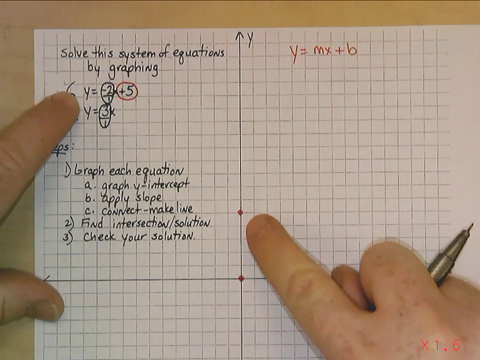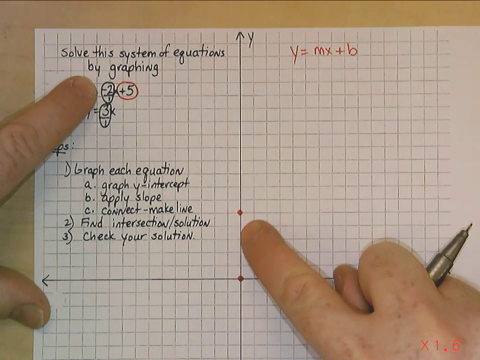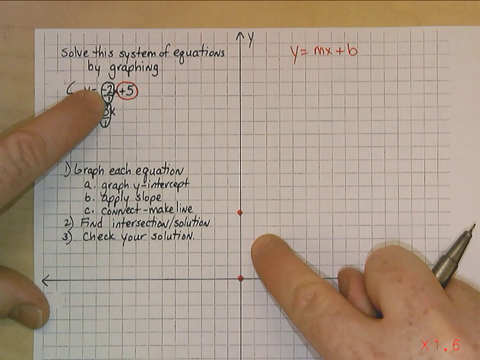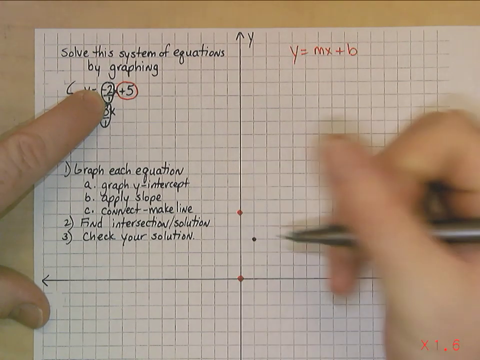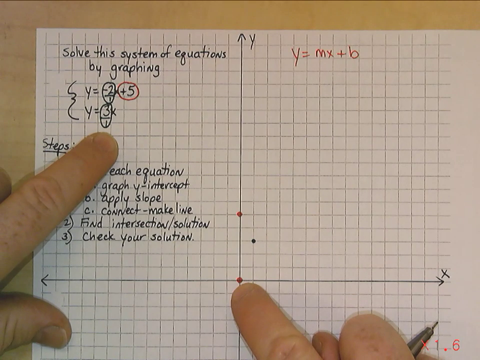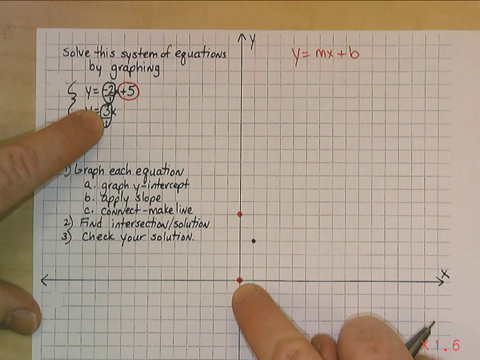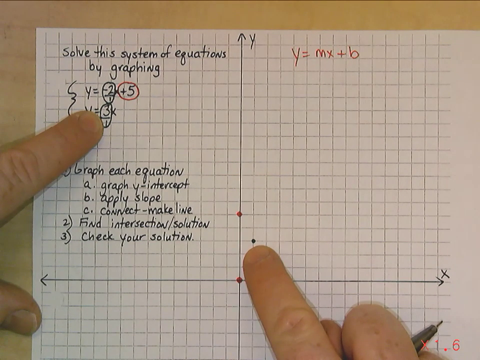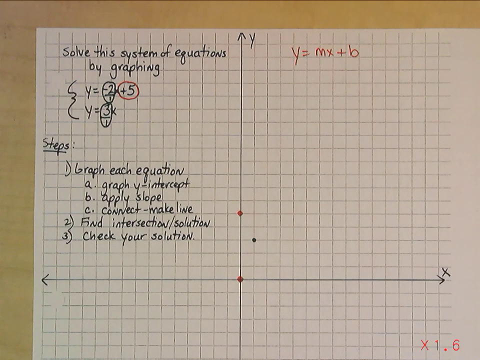So for this first one, we're going to start at positive 5, apply our slope, so we're going to go down 2 over 1. Remember, the run is always positive. So that's going to end up right here. For this one, we start at the 0. We're going to go up 3 because it's positive 3, so up 3 over 1. And you can see it actually shares the same exact point. So the solution there is pretty easy to find almost immediately.